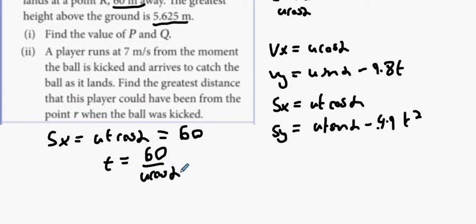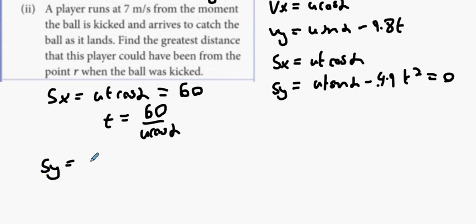Then, what do we know about the range? Sx is 60, but what is Sy? Would everybody agree the Sy is 0 at the same time? Because it hit the ground. So to me that means plug in the T value into the Sy equation. Everybody go with that? Makes legitimate sense. And the Sy equation in turn will be equal to 0.